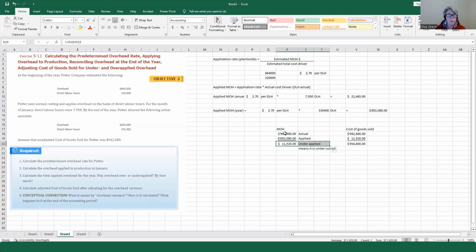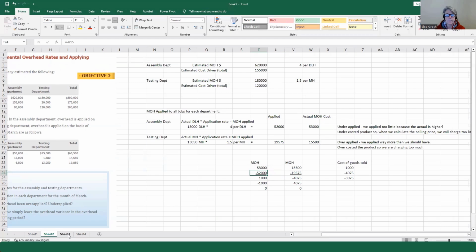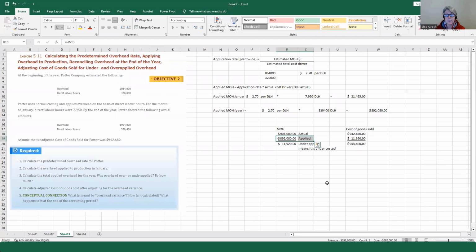And remember, you just got to say to yourself, this is what we should have done. This is what we did do, and it was too low, right? And previously, when we had it over here, this is what actually we incurred. This is what we applied. Well, we applied way too much. This is what actually happened. This is what we applied. We applied too little. Okay. And that will tell you whether you have to add it into the cost of goods sold or deduct it from the cost of goods sold. In this case, we have to add it. It was under applied. We're going to add it. Over applied, we're going to deduct it.